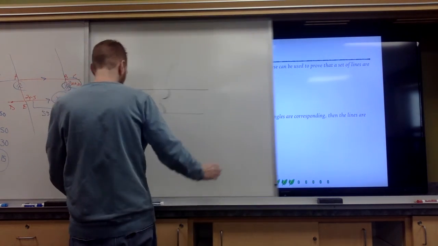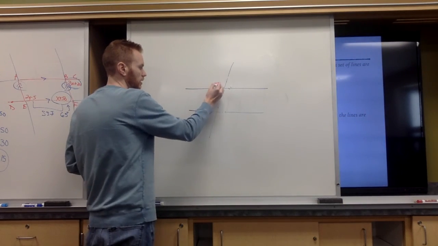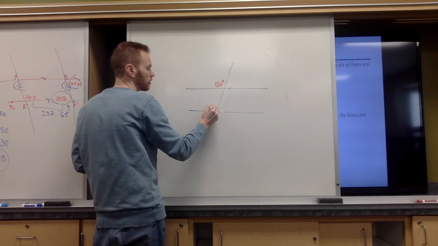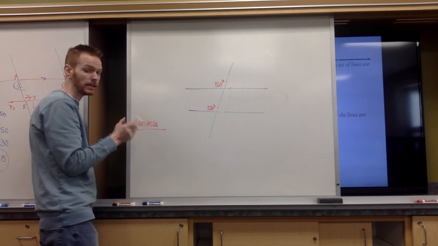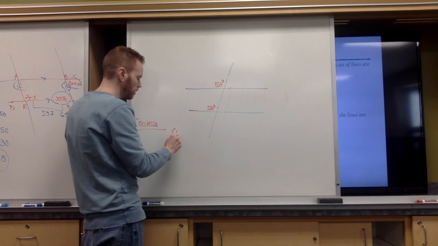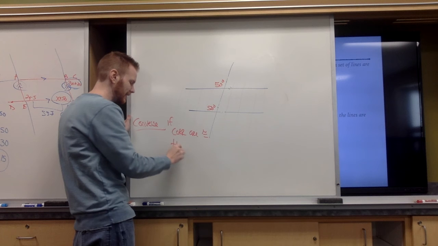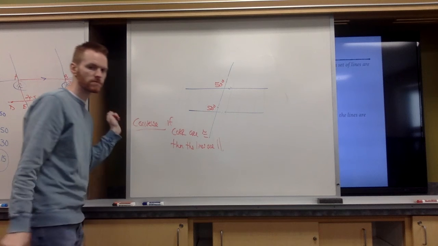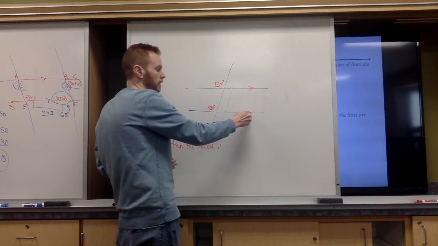Well, let's go back to this example. Let's say I don't know if these lines are parallel, but I know this is 50 degrees and this is 50 degrees. So the converse, when you hear that word, means if corresponding angles, I'll put that down. So if corresponding angles are congruent, I'm abbreviating a lot, then the lines are parallel. So these measurements prove to me that these guys are parallel.